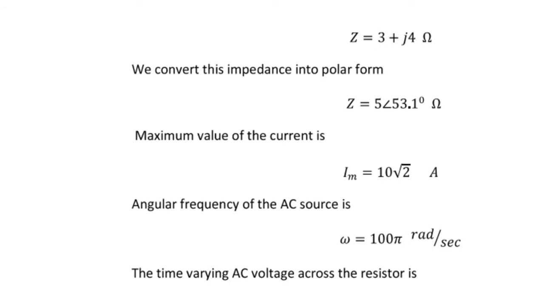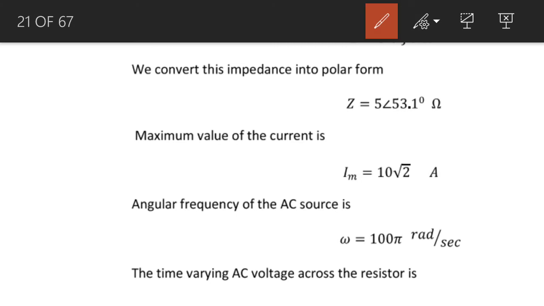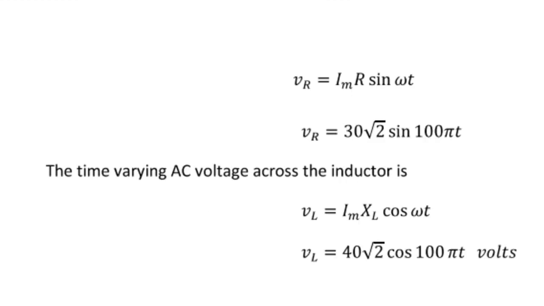We calculate the impedance. We will derive this equation later on. Anyhow, the impedance of this series circuit will be equal to 3 plus J4. This impedance is in rectangular form. If you want to convert it into polar form, the magnitude of this impedance will be 5. The angle will be 53.1. The maximum value of the current is 10 under root 2 ampere. The angular frequency of the source is 100 pi radian per second. So this is the data which is given in the circuit diagram.